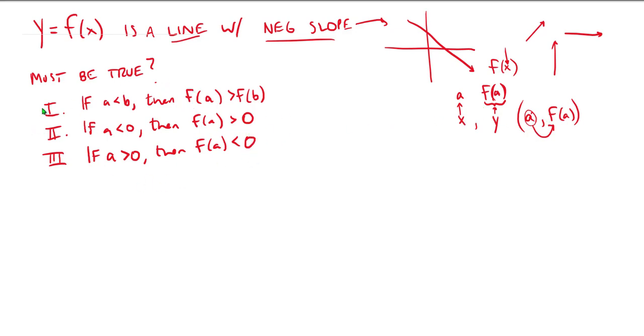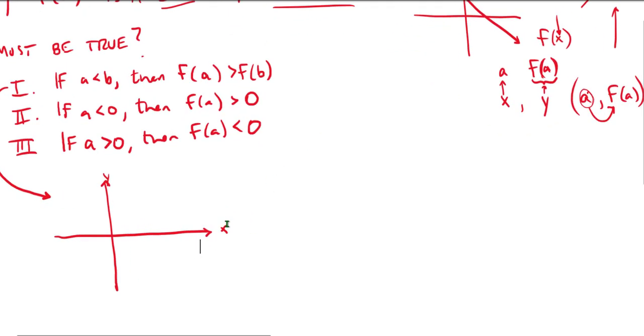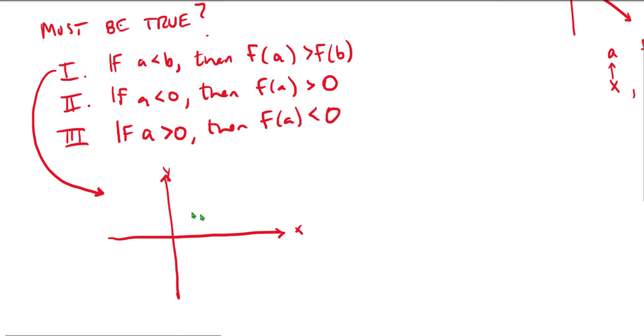So let's deal with Roman numeral 1, which is actually probably the trickiest of all three of these. So what I'm going to do is I'm going to draw an xy plane. There's my y-axis, there's my x-axis. I am then going to draw any old random negatively sloped line. So let me draw that line right there.